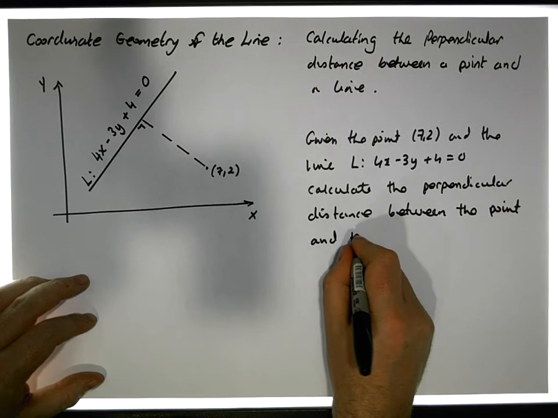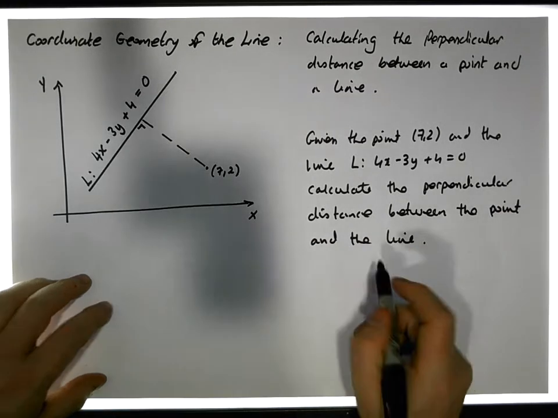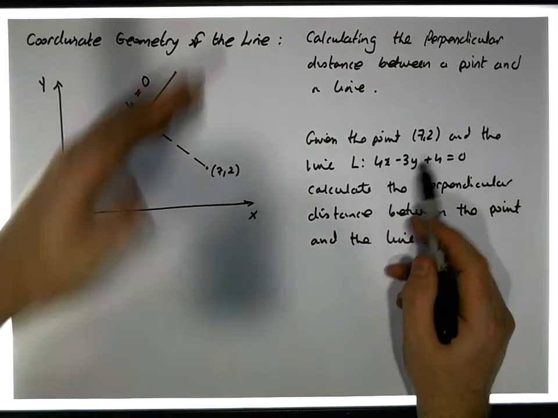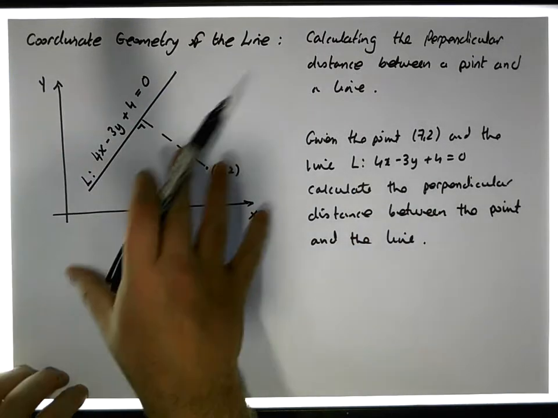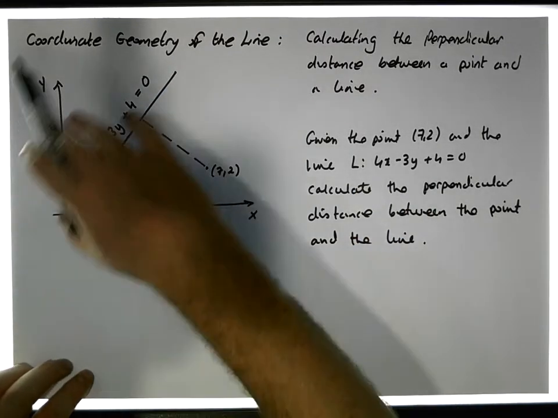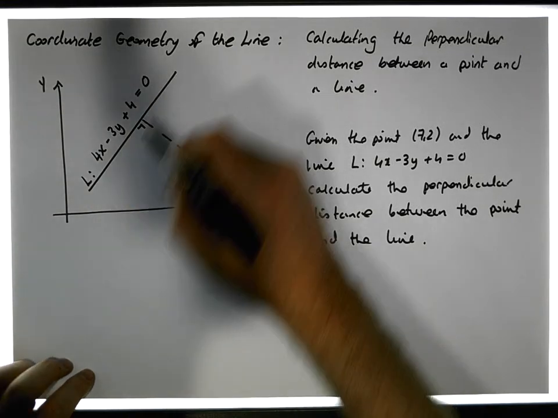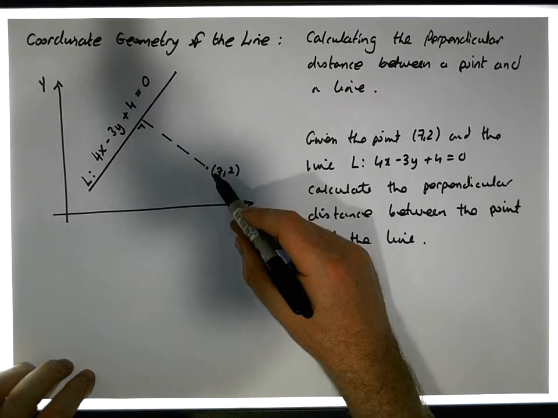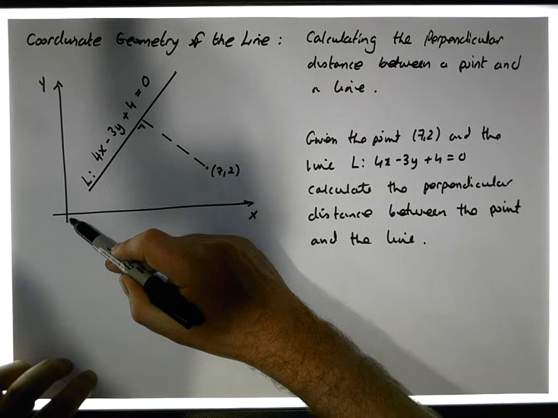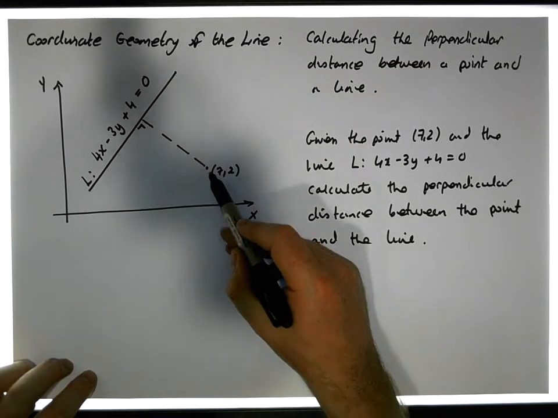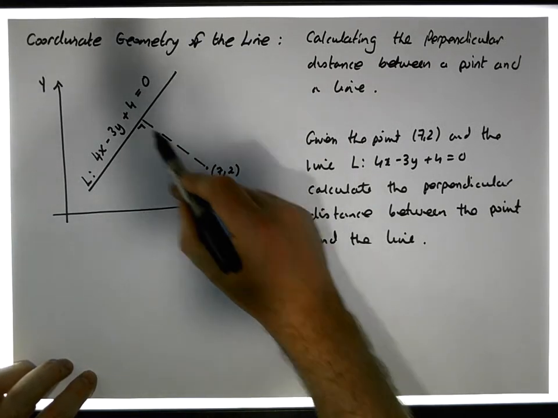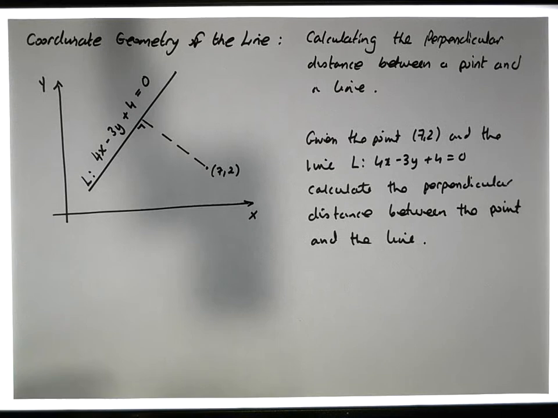The first thing to do is to always plot the line and then plot the point. When you're answering these questions, it's nice to actually visualize what they look like. So here's the line L, and here's the point (7, 2). Why don't you go off and plot the line, put the point relative to the line, and show what you mean by the perpendicular distance? And then let's use the formula.